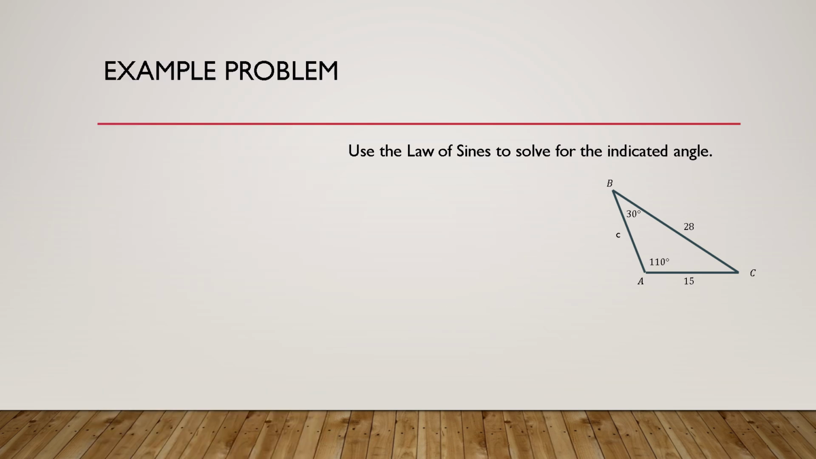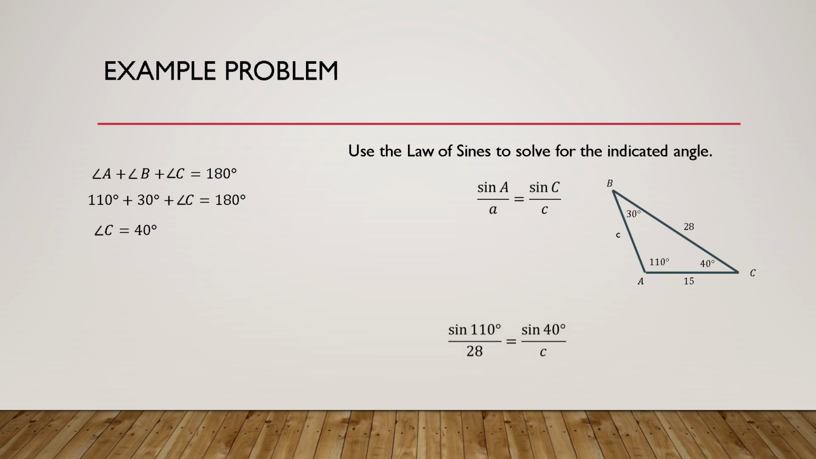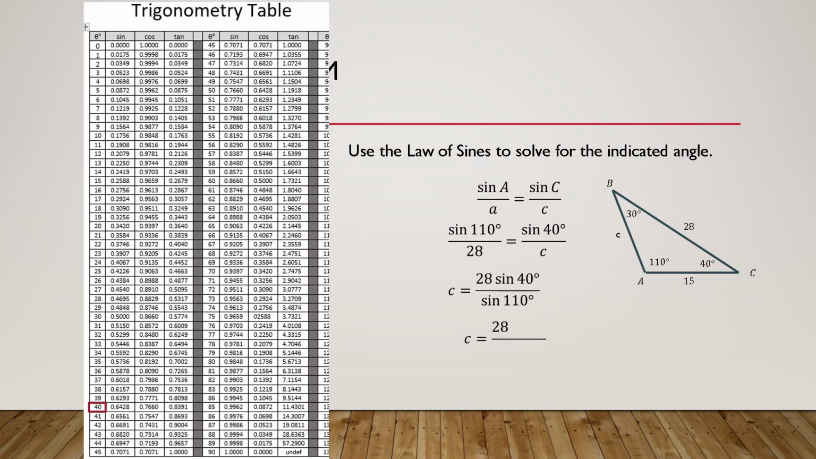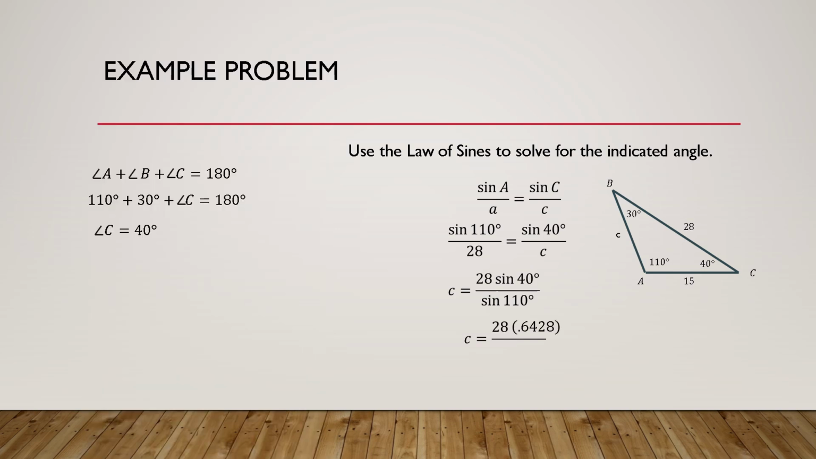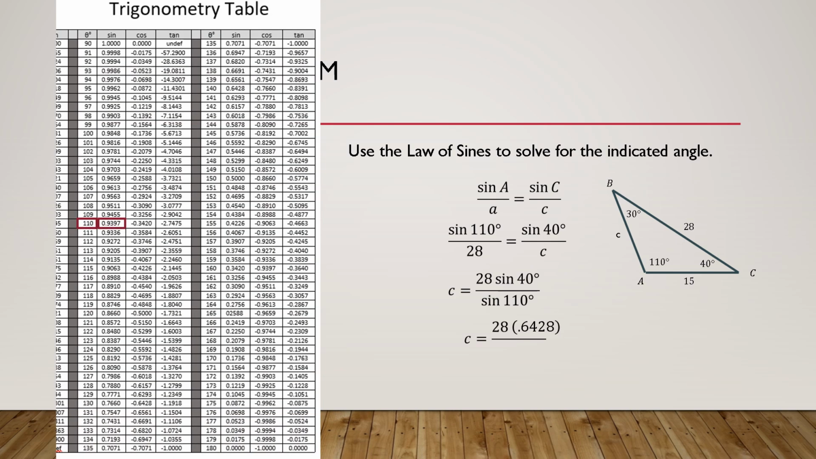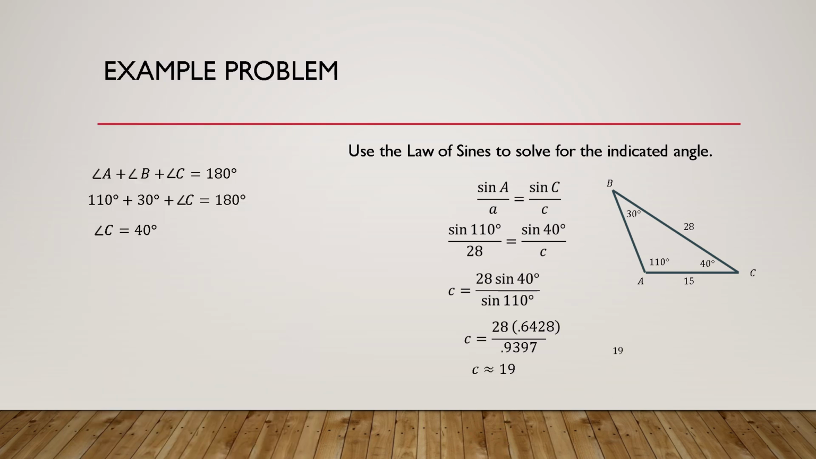With two angles now known, we can use the sum of angles to solve for angle C, which equals 40 degrees. Let's now go back to our law of sines and solve for side c. Sine A over a equals sine C over c. Sine 110 degrees over 28 equals sine 40 over c. Solving for c, we get c equals 28 sine 40 over sine 110. Retrieve the values off the trigonometric chart. Sine 40 equals approximately 0.6428 and sine 110 equals 0.9397. Completing the arithmetic, we arrive at c equals approximately 19 units in length.